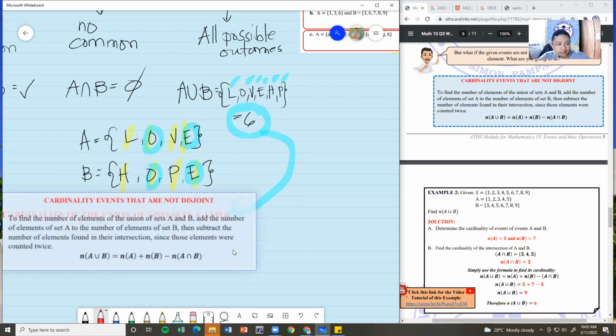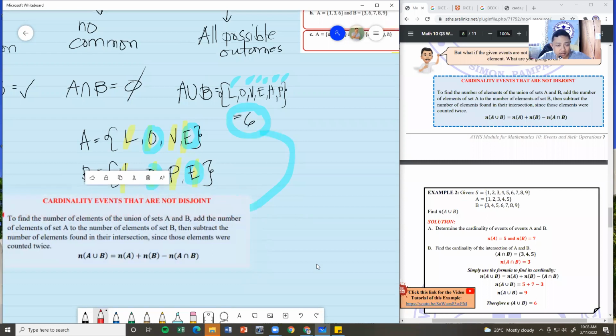Since O and E are counted twice, we will just be removing them as their intersection. So like earlier, actually, even without you doing this, we already have done it. Basta may pareho, wag nang isama o wag nang doblehin kasi magiging duplicate sila.